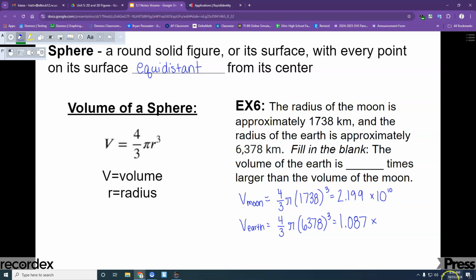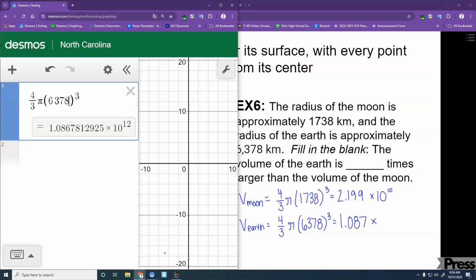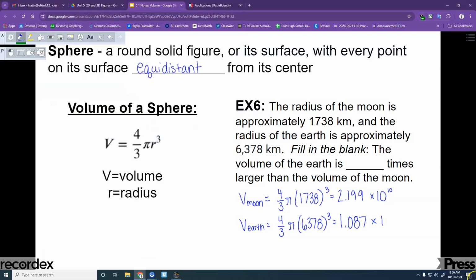So that looks like a smaller number, but why is it bigger? Yes, I want that. 10 to the 12th. So if you remember from scientific notation, what we would have to do is move that decimal 10 places for that top one. On the bottom, we'd have to move that decimal 12 places.